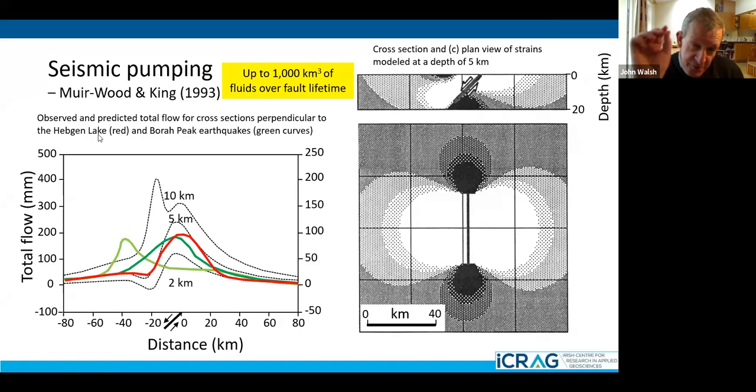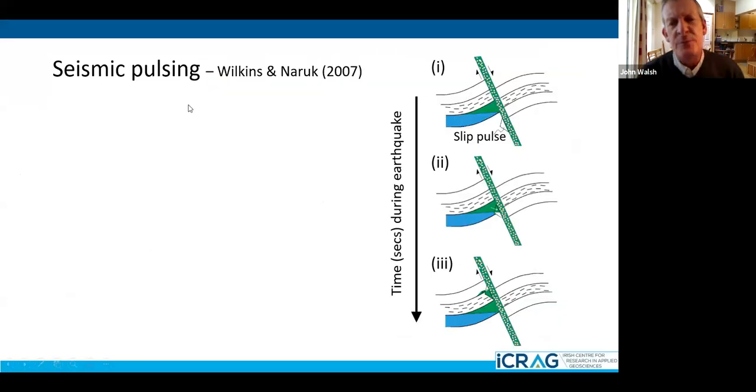So we talked about valving, which is burping, which in principle could happen within a basin which is tectonically dead. This definitely requires seismic activity. What happens along the fault during earthquake events? And we look at another model. This is a model called seismic pulsing. Again, it's when an earthquake's happening. It's not valving, which needn't have an earthquake.